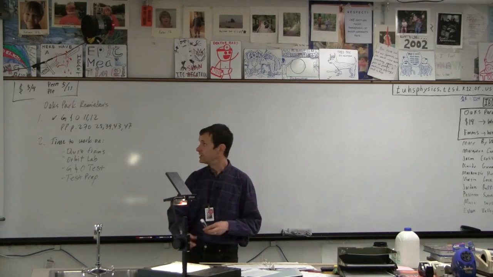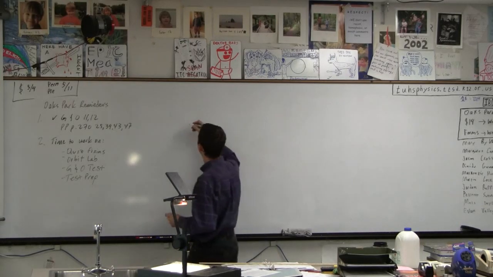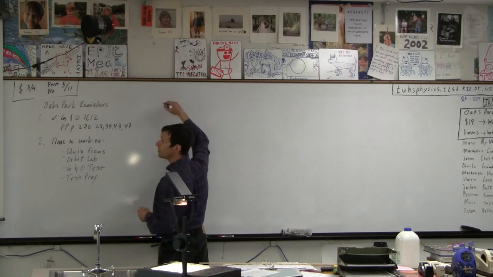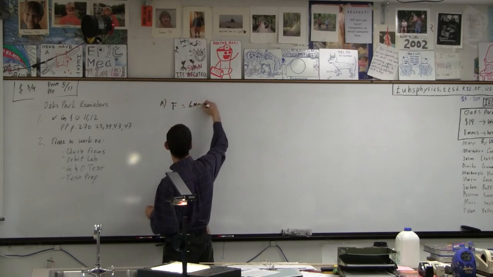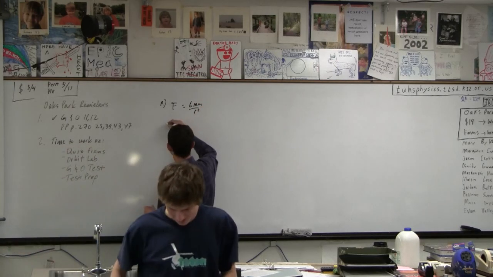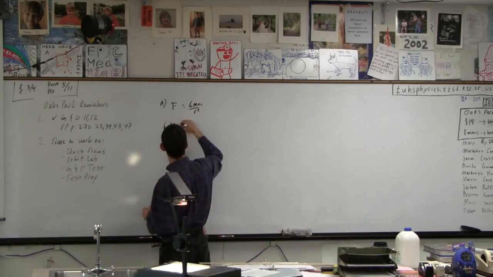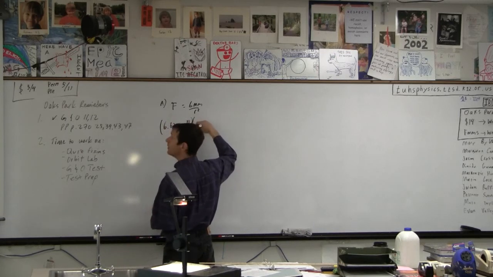These are the answers to Duggan's mock test. For number A, the force is going to be GMm over R squared. So it's going to be, and then it's 3.78.